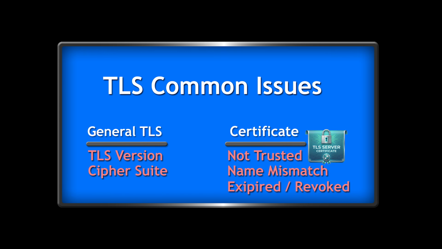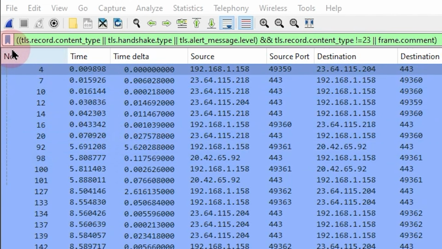TLS versions and cipher suite mismatches are the most common non-certificate issues that I see. Certificate issues will be another video all their own. If you look in the filter box here, this is the filter that we'll be using mostly today. We also may add an IP address to it, but this is my favorite one for TLS troubleshooting.